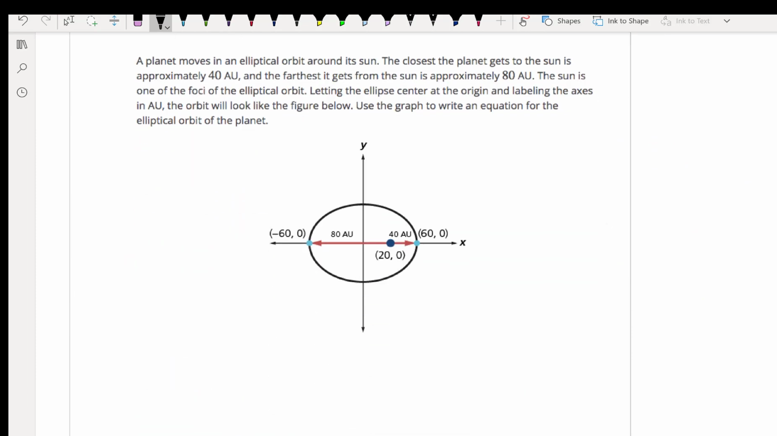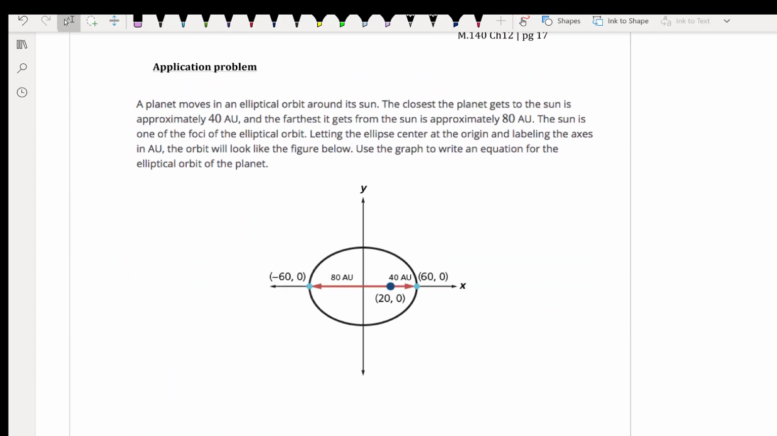Okay. And now, your favorite part, the application problem. It says, a planet moves in an elliptical orbit around its sun. The closest the planet gets to the sun is approximately 40 AU, and the farthest it gets from the sun is approximately 80 AU. The sun is one of the foci of the elliptical orbit. Letting the ellipse center at the origin and labeling the axis in AU, the orbit will look like the figure below. Use the graph to write an equation for the elliptical orbit of the planet.